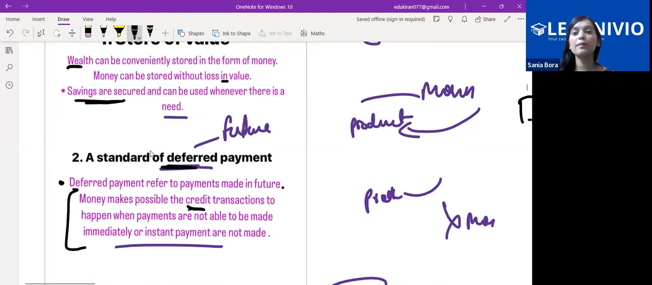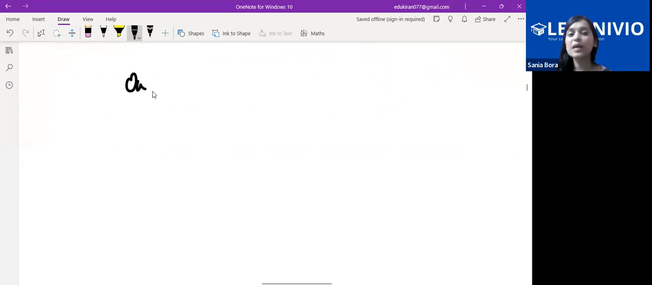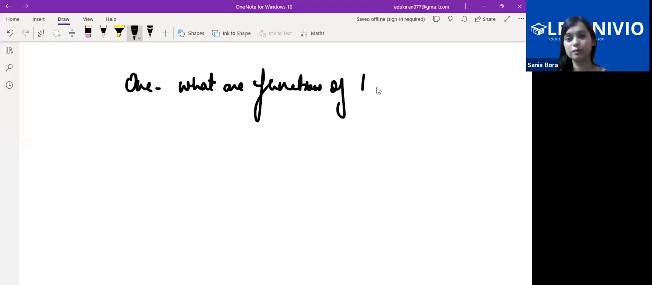Standard of deferred payment, the payment which is made in future. And because of money, it is possible to do credit transaction when instant payments are not possible. Okay, so now I'll tell you how they ask the question in the boards. First type of question is, what are the functions of money? Then first simple question.